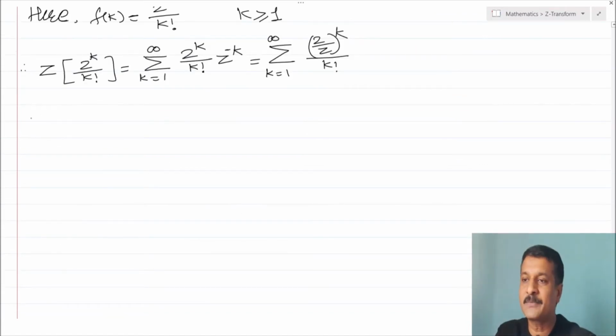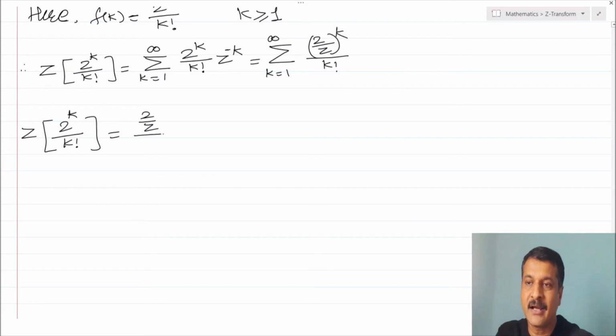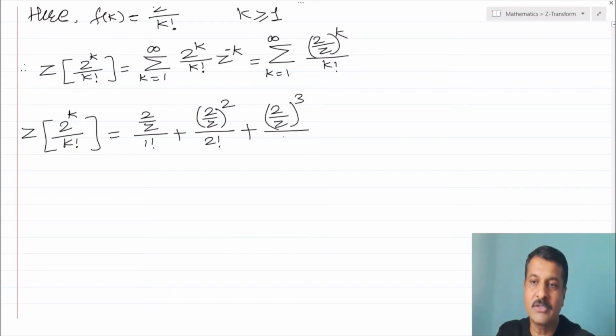And now you substitute k equal to 1, 2, 3, 4 like that. And I am getting Z transform of 2 raised to k upon k factorial is nothing but, k equal to 1 means 2 by z upon 1 factorial, plus 2 by z whole square upon 2 factorial, plus 2 by z cube upon 3 factorial, plus and so on.